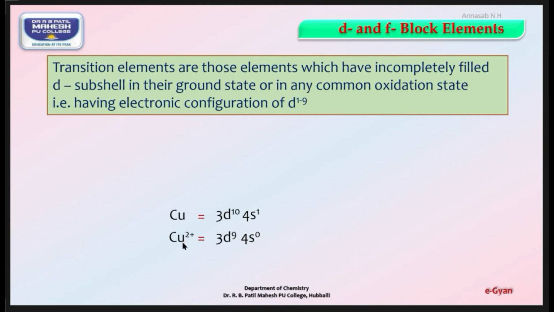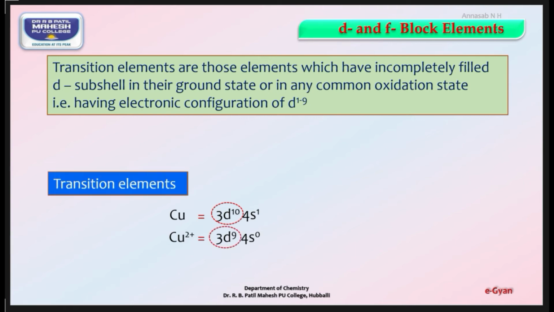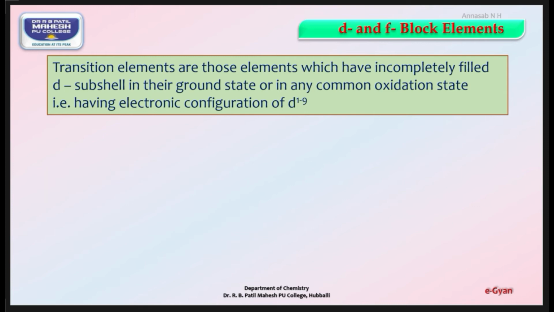But in the case of zinc, it is not possible. In Zn2 plus, you remove 2 electrons from the s orbital and 3d10 remains as it is. Hence, that is not considered a transition element, but it is considered a d block element. So there is 3d10 and 3d9. So these are known as transition elements.